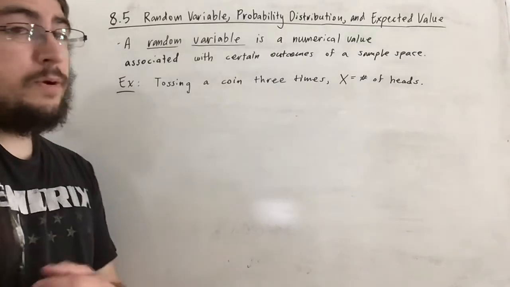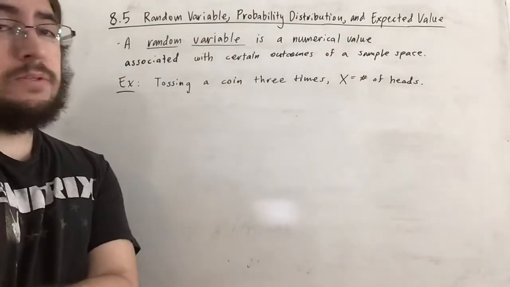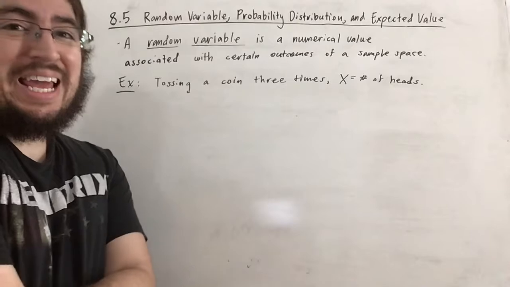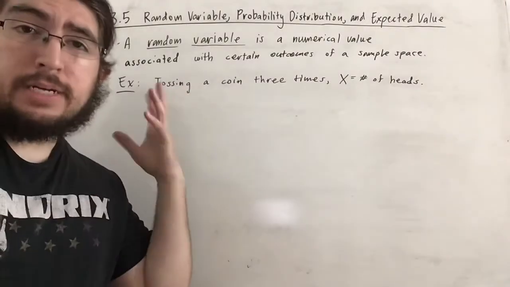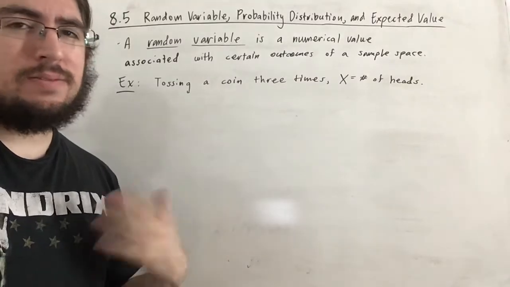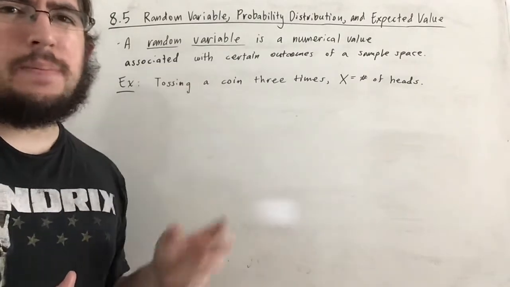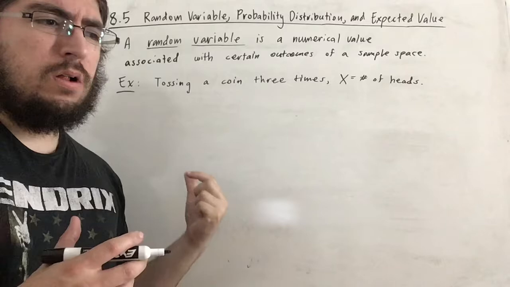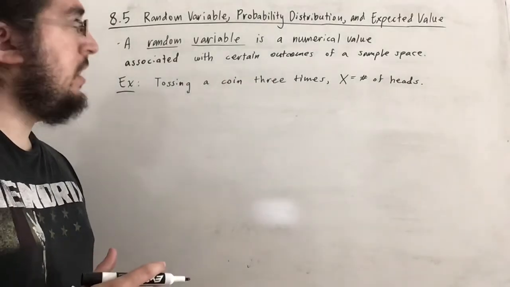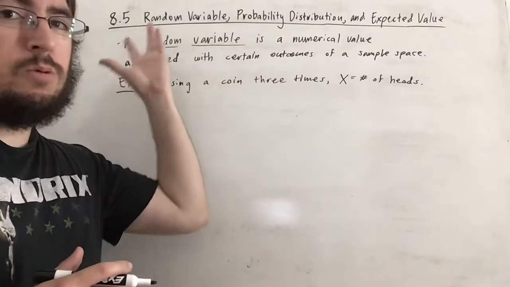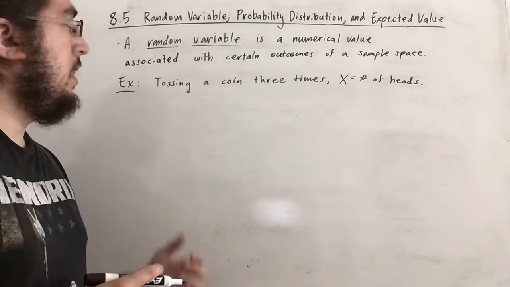Hello everyone, this is chapter 8.5, which is random variables, probability distributions, and the expected value. Of course, we're only going to be talking about these three themes in this section. It's kind of a lot, but each of these topics is based on the previous one, so it's kind of like a ladder, I guess you'd say. So we need one to talk about the next topic.